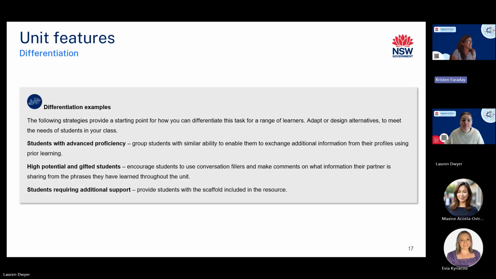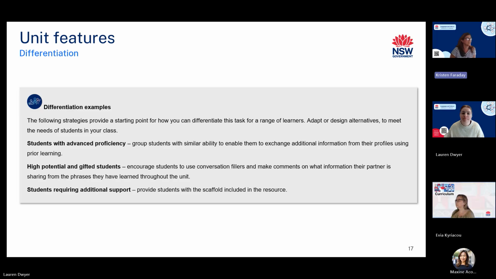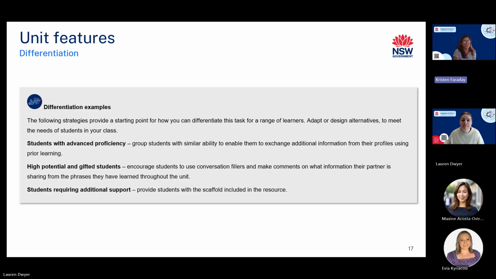This example is how we provide a differentiation for mini task 3, which requires students to participate in a speed chatting style interaction to practice new structures about where they live and what they do at home and in their neighbourhood.